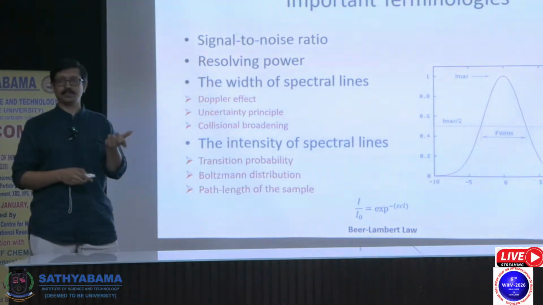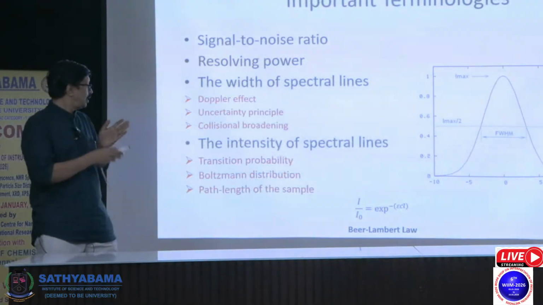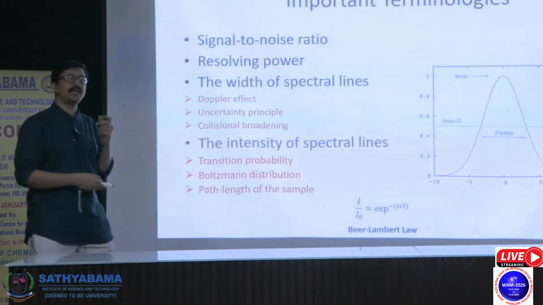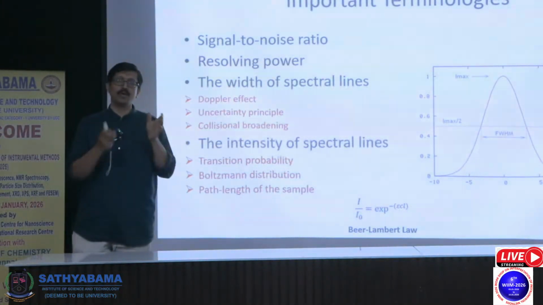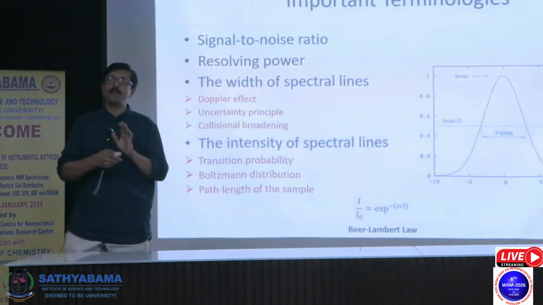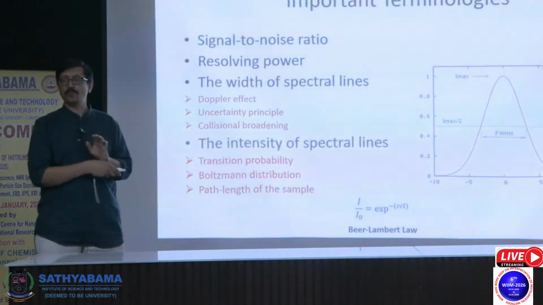Same rule is for concentration. So the relation between the ratio of the intensity of the outgoing light to the incoming light, and how it is related to the concentration and the length, that rule is called Beer-Lambert's law. Many of these absorption techniques are governed by this fundamental rule called Beer-Lambert's law.